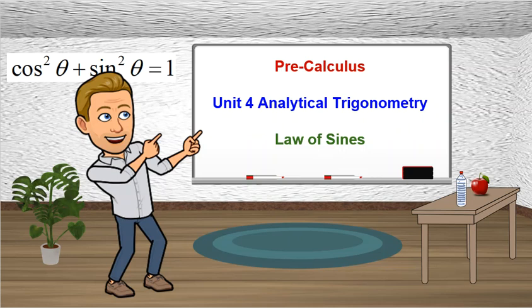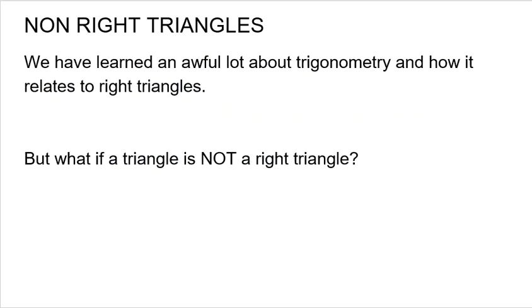Now, let's remember that we learned a lot about trigonometry when it comes to right triangles. So what do we do if we have non-right triangles? Well, all of the trig functions that we've learned, sine, cosine, tangent, they don't work unless you're in a right triangle. The whole idea of opposite, hypotenuse, and adjacent is founded on an idea that it's true for right triangles. So what do you do if you have a triangle that's not a right triangle?